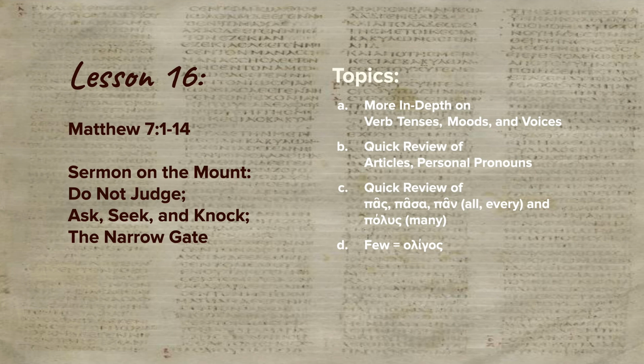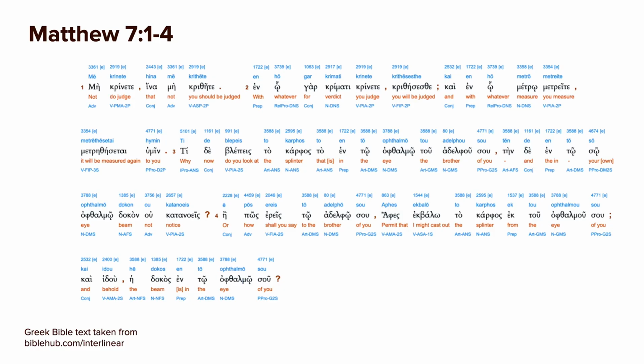We're going to cover tenses, moods, and voices of verbs, a quick review of articles and personal pronouns, because I don't want to make this lesson too long, and a quick review of πᾶσα, πᾶν, and πολύς, and then we're going to introduce the word ὀλίγος, which means a few. Let's get started with Matthew 7, verses 1 through 4.